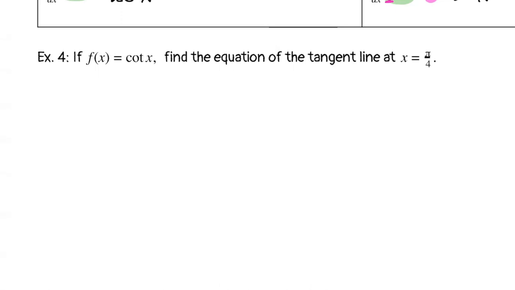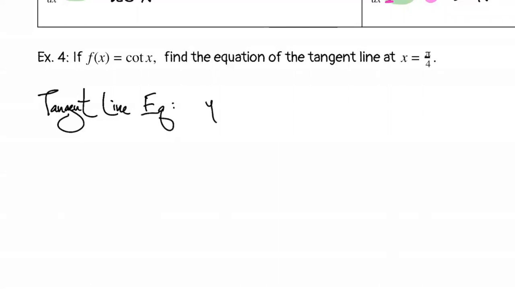So from yesterday, we might recall that a tangent line equation can be written as y minus y1 equals m times x minus x1, right? And of these, all these letters, which ones did we fill out to have our final equation? Does anybody remember? Y1, X1, and M, perfect.